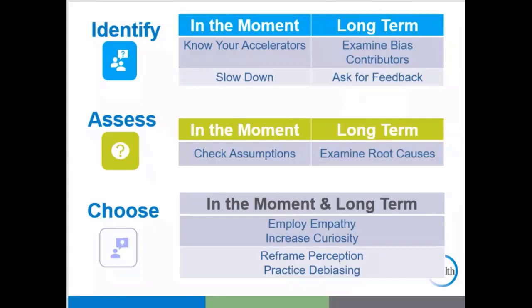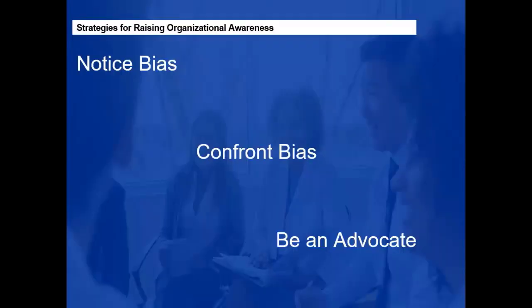Ask for feedback like you saw in that clip. Check your assumptions and examine root causes when you're assessing that. And then choosing, you know, employ empathy, increase your curiosity, ask those questions, reframe that perception, and practice some of that de-biasing. We want everyone to be able to, on a personal level, and as we look at organizational awareness, notice bias, confront bias, and be an advocate.